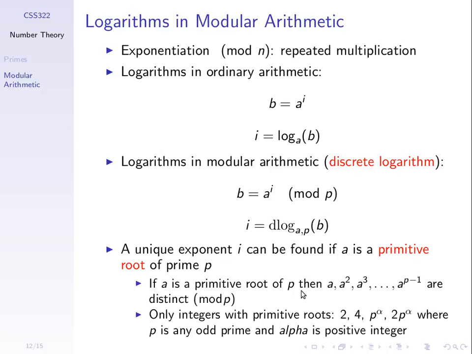And we went through an example illustrating what we mean by primitive root. When we take some base A and raise it to the powers up until that prime, then we get unique answers. And that is a primitive root. Turns out only some integers have primitive roots: 2, 4, some prime to the power of some integer alpha, or 2 times some prime to the power of some integer. So not all numbers will have primitive roots. Generally, if we choose P to be an odd prime, then we can find a primitive root.